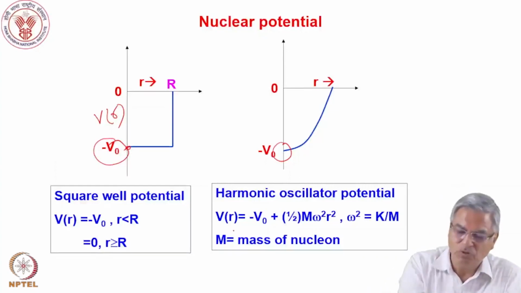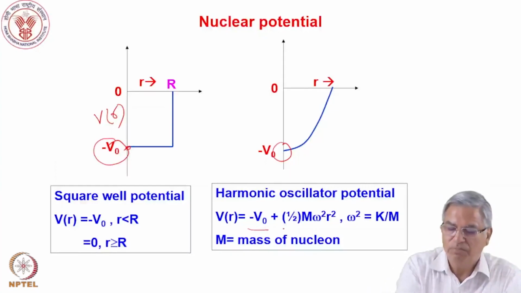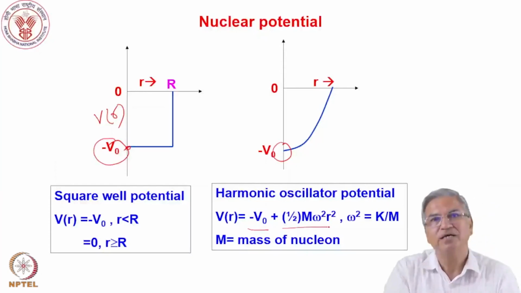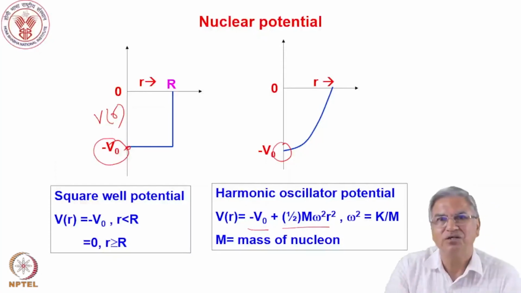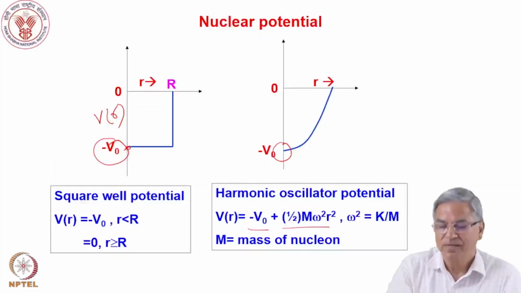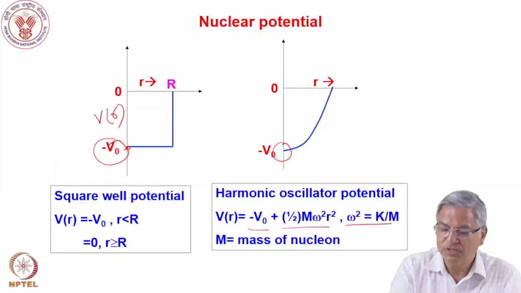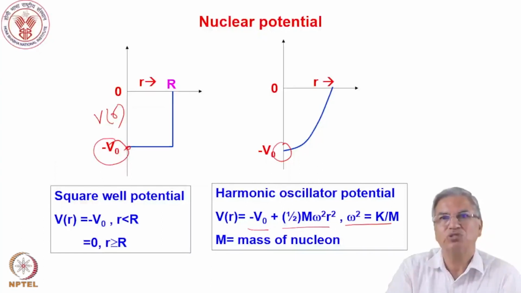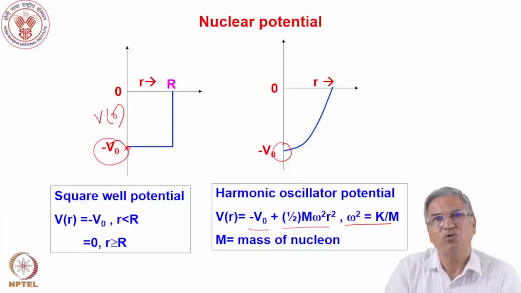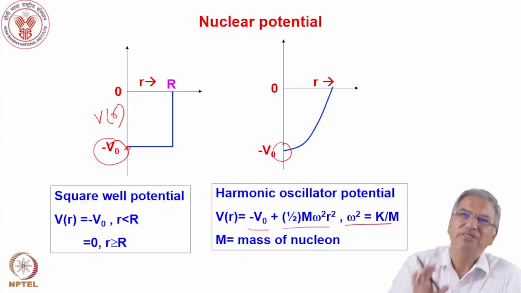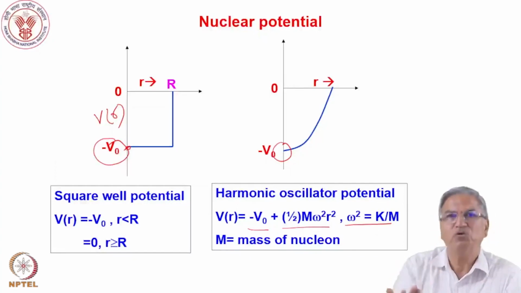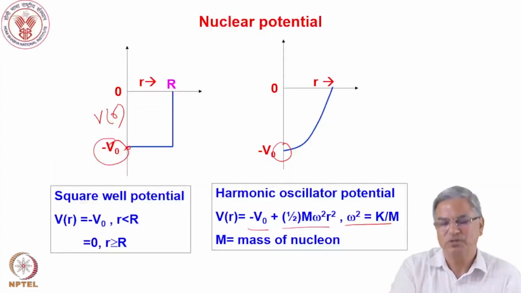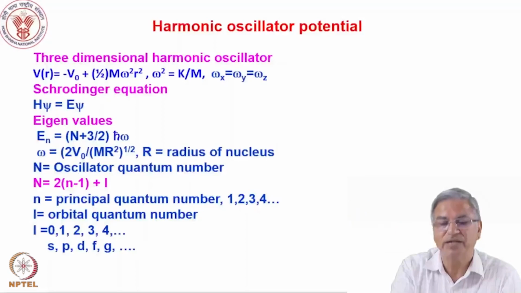So you have the potential minus V0 plus half m omega square r square, that is the energy of the oscillator. And the frequency of this oscillator is nothing but the square root of k, the force constant, upon the mass of the nucleon. So in the shell model we solve the Schrodinger equation for this harmonic oscillator potential, and then we get the energy eigenstates and the eigenvalues.